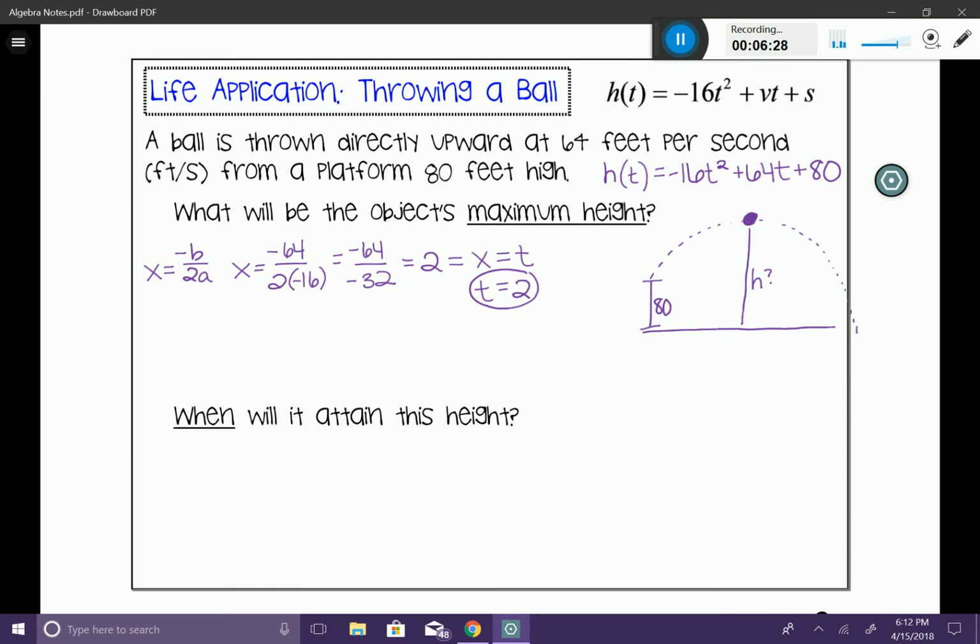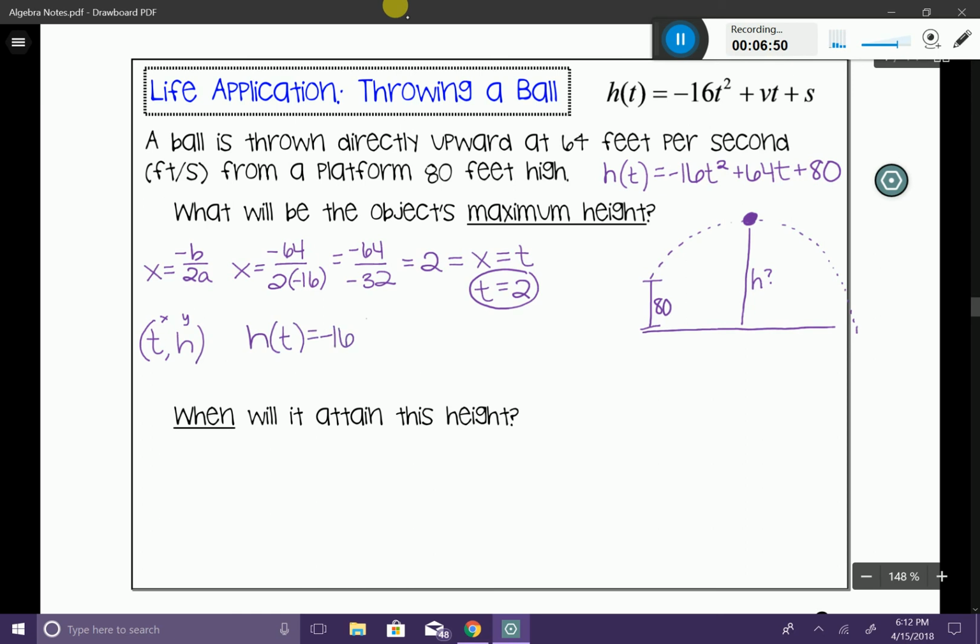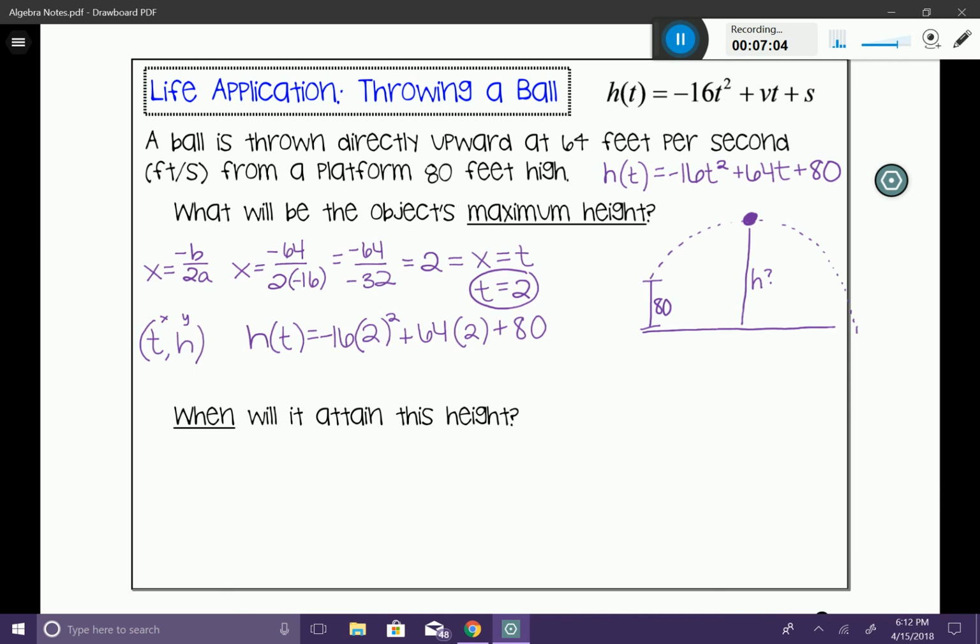We want the height. Remember from the last slide that t is in our x position and h is in our y position. So to determine the y value, we're going to take that t and substitute it into the problem. h of t is equal to negative 16 times 2 squared plus 64 times 2 plus 80. What I'm going to do now is just all calculator work. Plug everything into your calculator and crank that out.